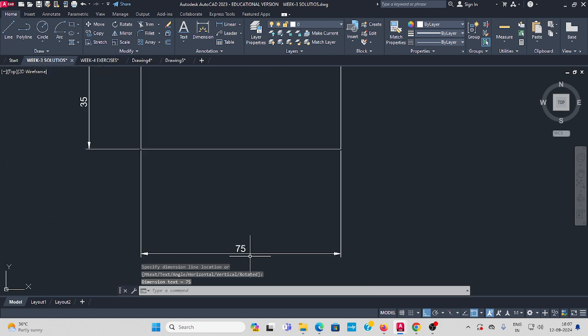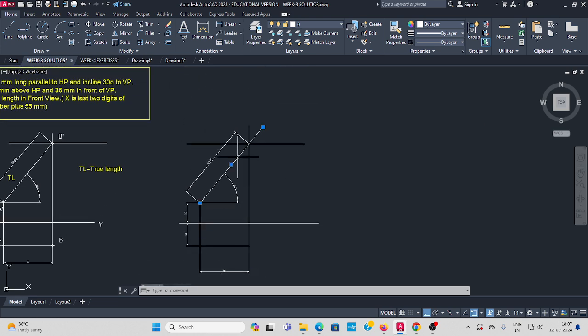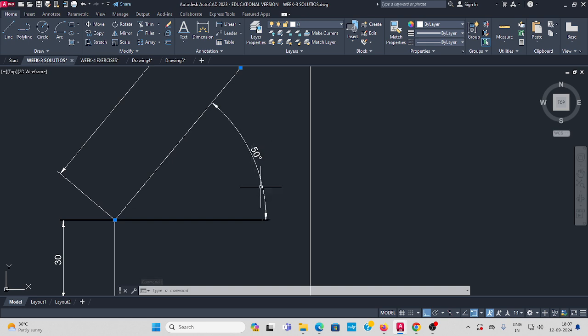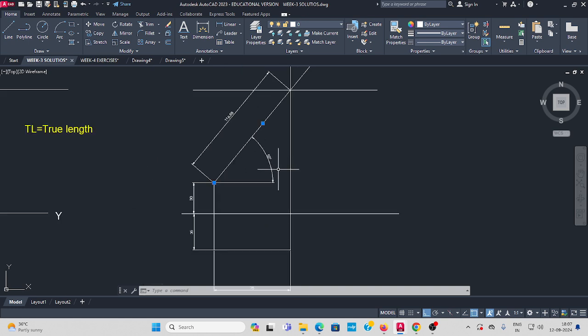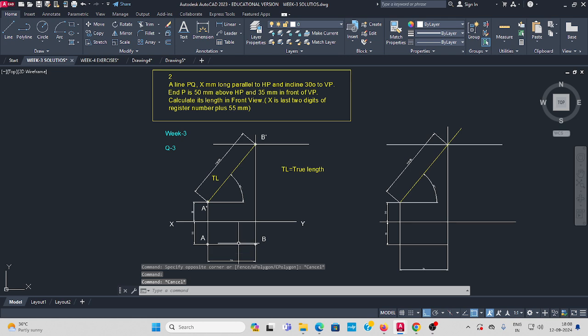It is 75 mm, the length I take. It is the x value, 75. It is the found value, 116.8 is the found value, and this angle, the true length inclination, is 50 degrees. Okay. Finally give names and change the color, and the line weight also you change. Go to by layer, and take any different color like this. Okay, thank you.